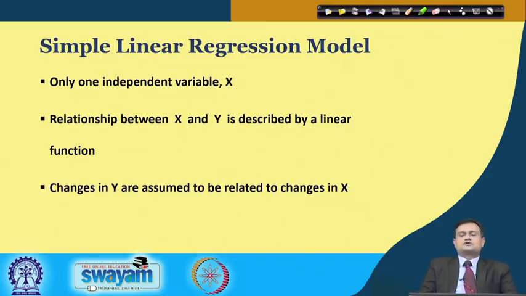Now, if I talk about the basics of a simple linear regression model, there is only one dependent variable y and one independent variable x, and I want to, let us say, predict the relationship between x and y, which is described by a linear function, and changes in y are assumed to be related to changes in x. So, this is a very simple model I am explaining as a basic, but it can be extended by including more independent variables, as I gave the example for the price of the house.